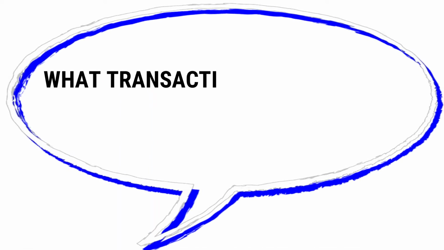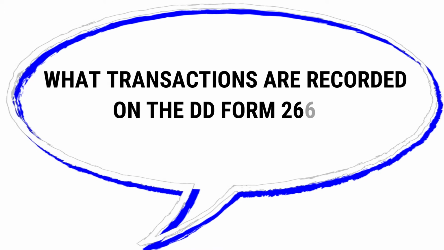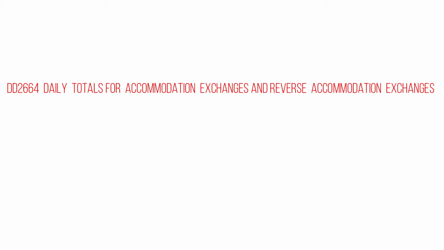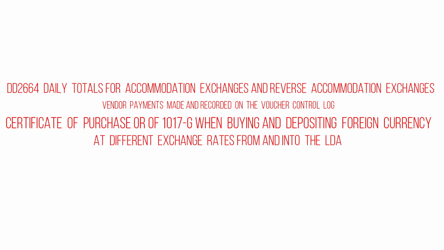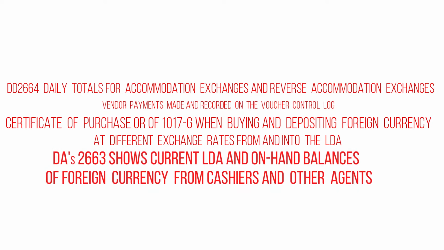The next thing you need to know is what transactions are recorded on the DD Form 2663. Daily totals for accommodation exchanges and reverse accommodation exchanges on the 2664. Each vendor payment from the voucher control log. Every certificate of purchase or optional 1017-G when buying and depositing foreign currency at different exchange rates from and into the LDA. Lastly, if deployed as a disbursing agent, the 2663 will show current balances of foreign currency cash on hand by cashiers and other agents, and LDA's account.